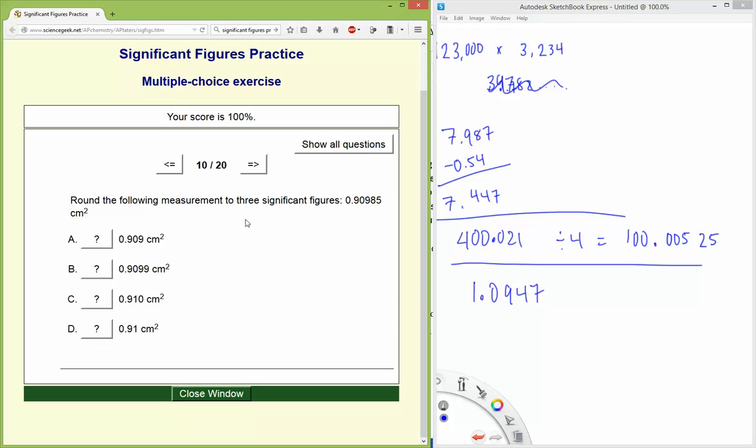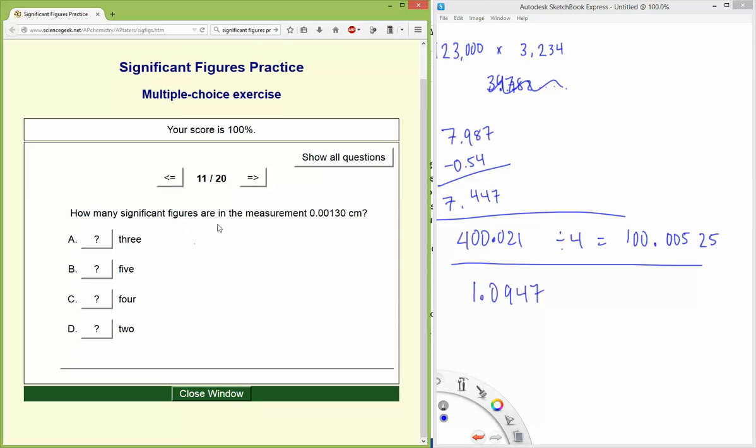Okay, round the following to three significant figures. So what do we do? A, B, C, or D? C, right? We got it. This is after the third. The fourth one is an 8, so it goes up, which says we have to go 910, and we want to preserve that 0 to indicate that we have that much precision, because this suddenly drops us down to 2 significant figures.